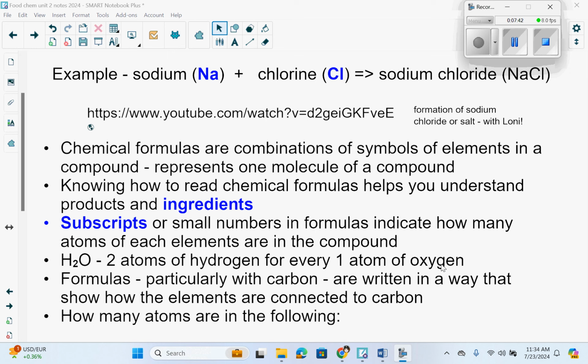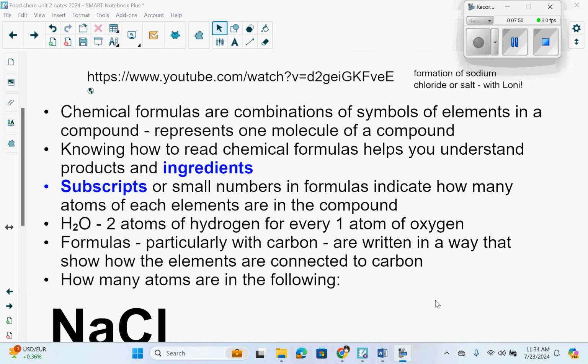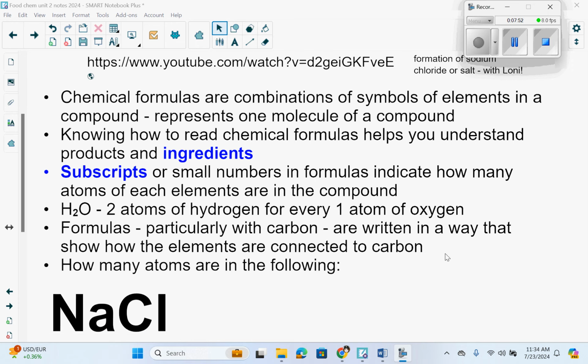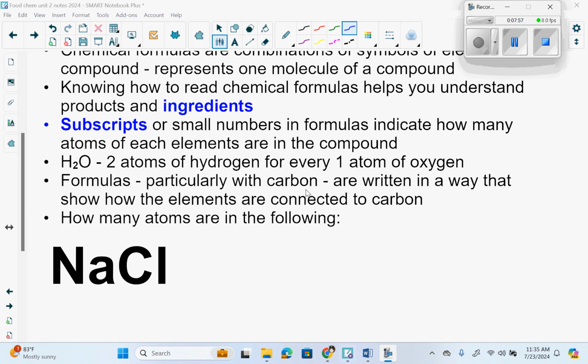Formulas, particularly with carbon, are written in a way that shows how the elements are connected to carbon. So that's what we're going to practice right here. How many atoms are in the following? Okay, so let's figure out how many atoms are in the following formulas.